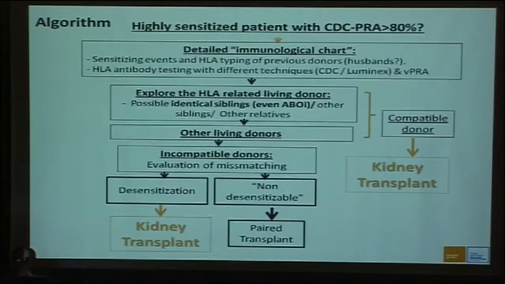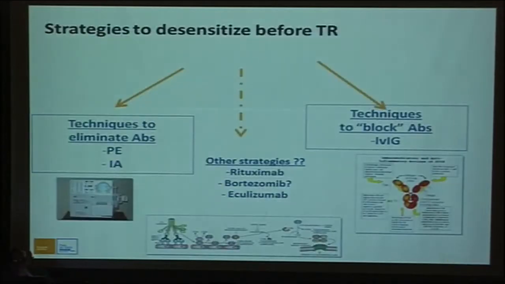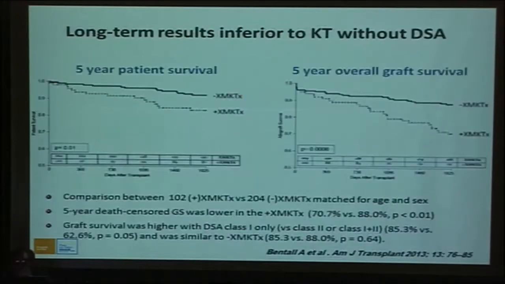If you have a non-desensitizable patient, we go to our national paired exchange program. It is not working in Egypt now, but perhaps in the future it could be. And the other possibility, of course, is to find a compatible donor. And in Spain, we do a lot of these donors that are usually the last solution for an incompatible living pair. We have strategies, and I will pass very quickly through this.